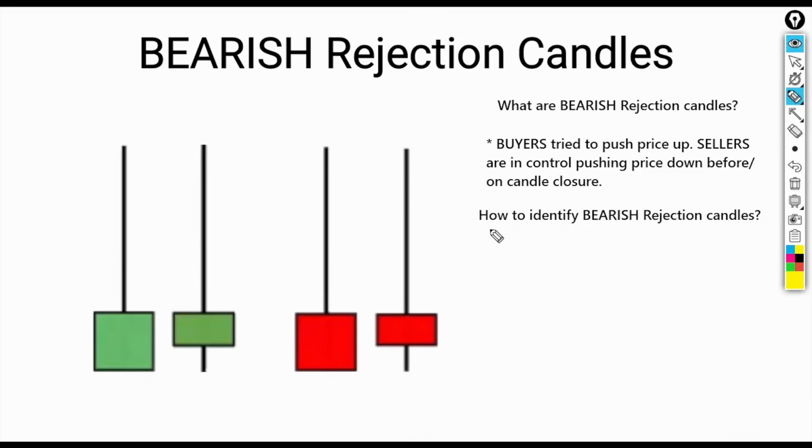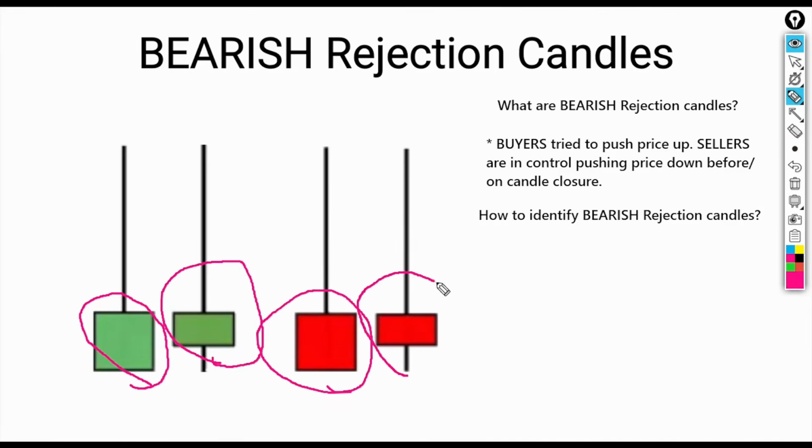So how exactly do you identify bearish rejection candles? If you look to the left and take a look at these candles right here, the first thing you'll notice is that each one of these candles has a long upper wick. And what else do these candles have in common? A small body, right? Each one of these candles has a small body. And as we discussed previously, the color of the body does not actually matter.